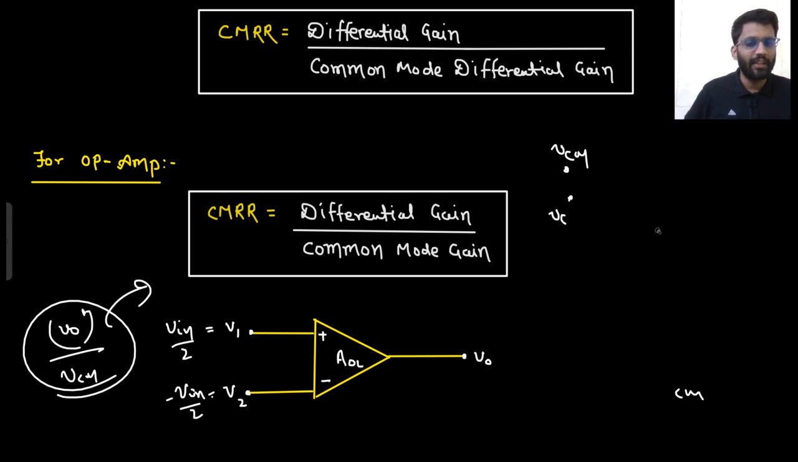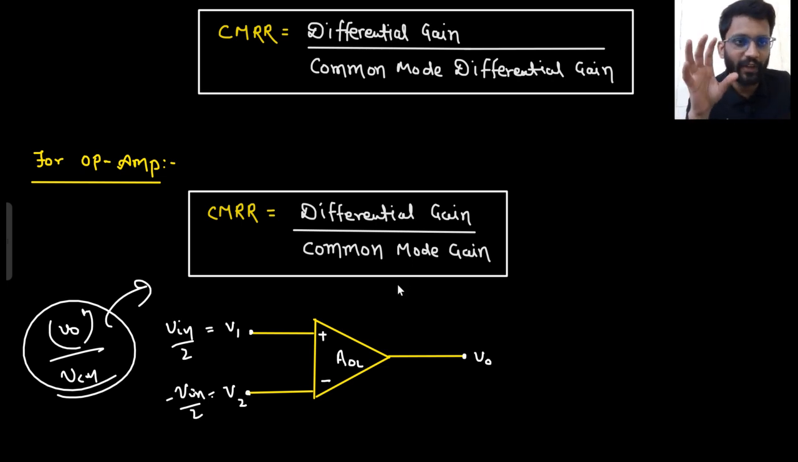Here in this slide, I wanted to make one thing clear: for the case of OpAmp, common mode differential gain and common mode gain are the same value. So in a lot of textbooks, you will find CMRR defined as differential gain divided by common mode gain. That is the definition for OpAmp. But since this is the definition for OpAmp, many people write the same CMRR for a differential amplifier as well, differential gain divided by common mode differential gain. That is absolutely wrong.